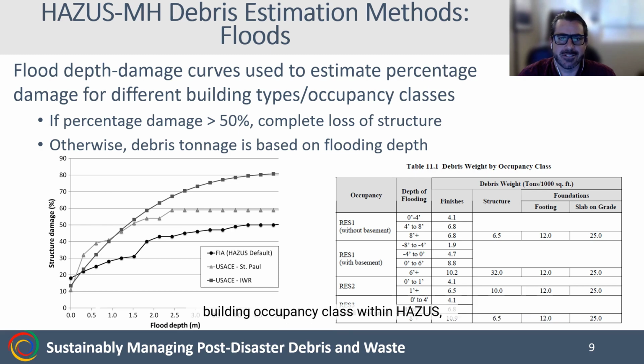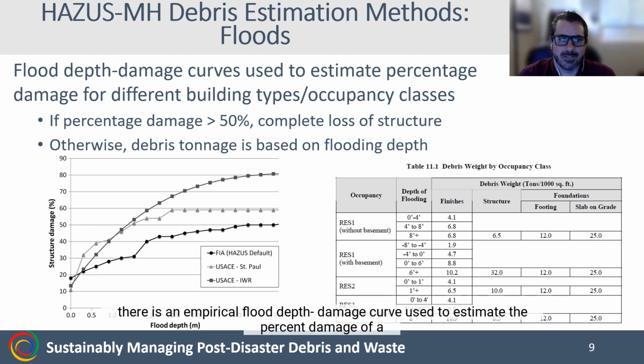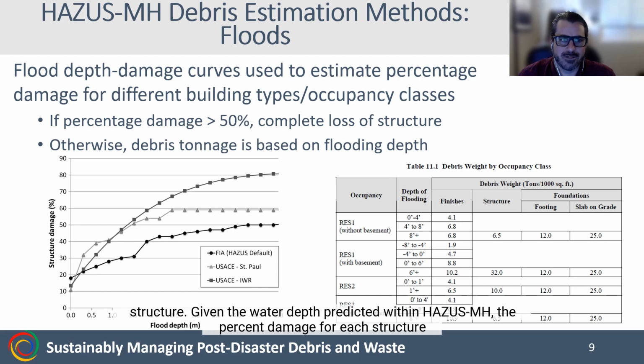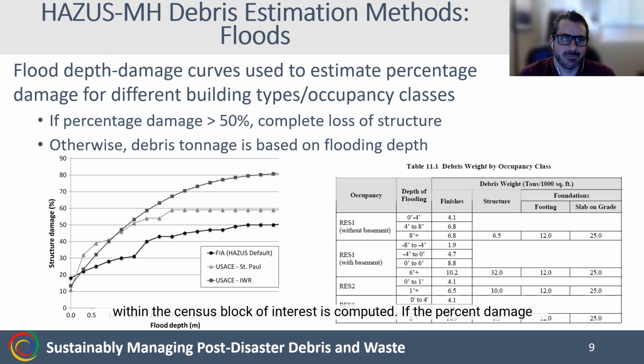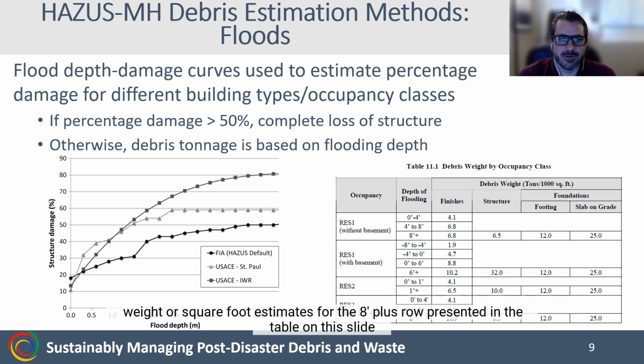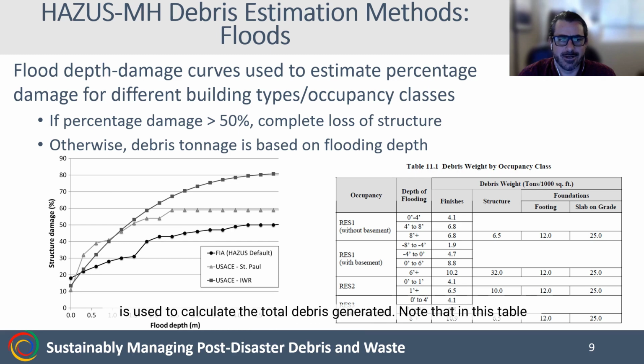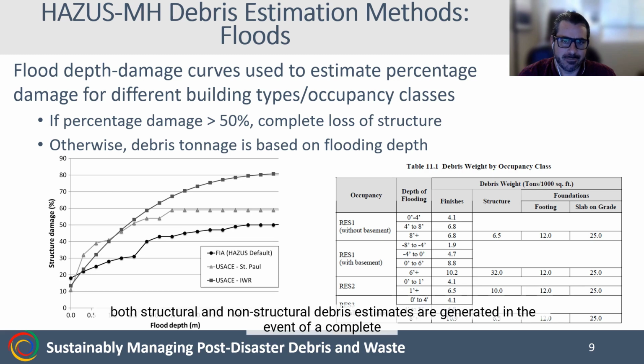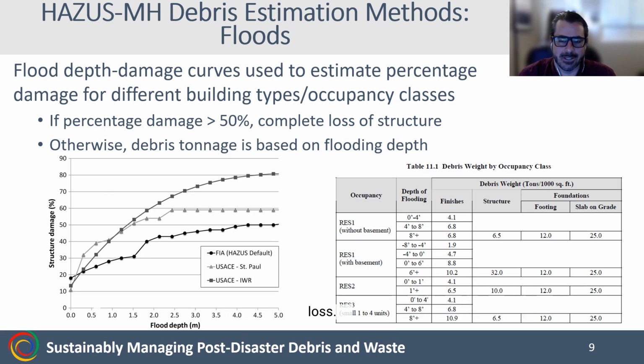For each building occupancy class within HAZUS, there is an empirical flood depth damage curve used to estimate the percent damage of a structure. Given the water depth predicted within HAZUS-MH, the percent damage for each structure within the census block of interest is computed. If the percent damage threshold exceeds 50%, total loss of the structure is assumed, and the debris weight or square foot estimates for the 8-foot plus row presented in the table on the slide are used to calculate the total debris generated. Note that in this table here, both structural and non-structural debris estimates are generated in the event of a complete loss.